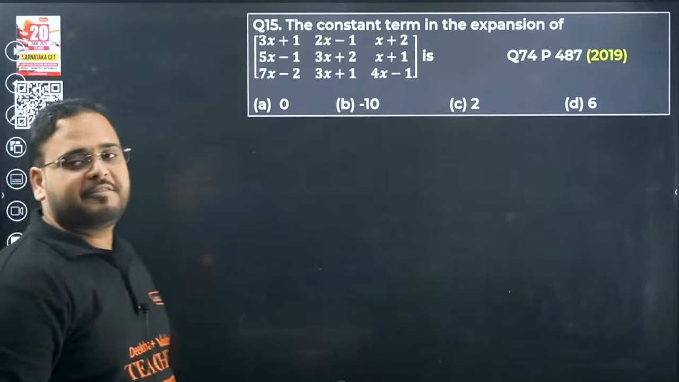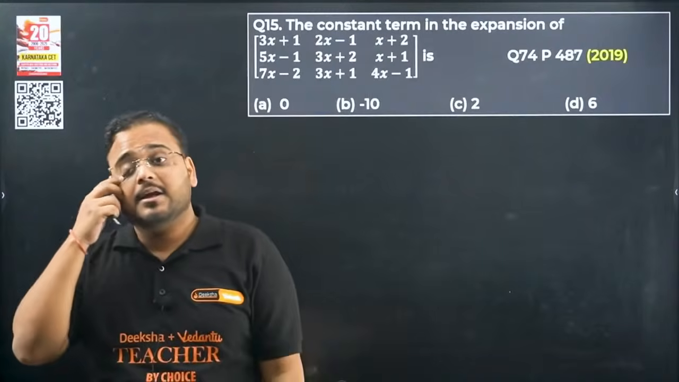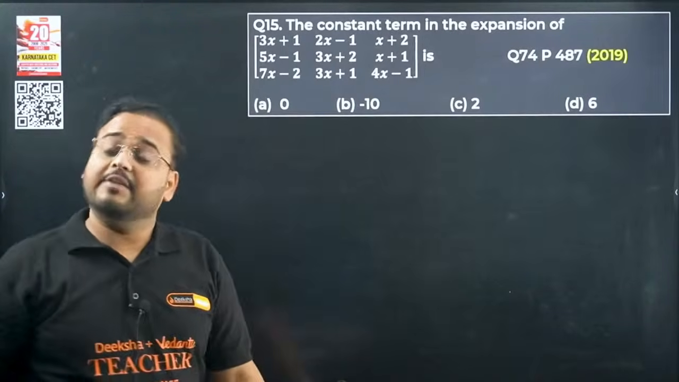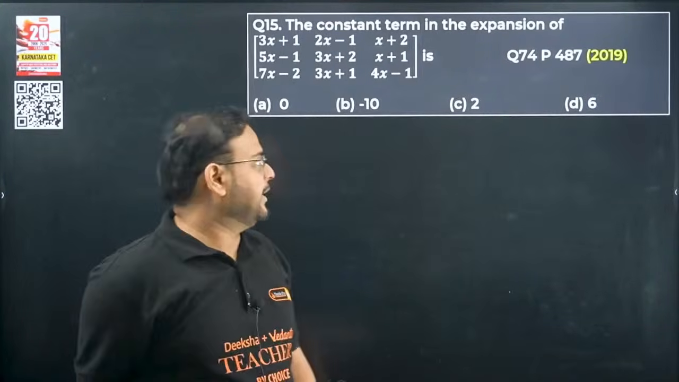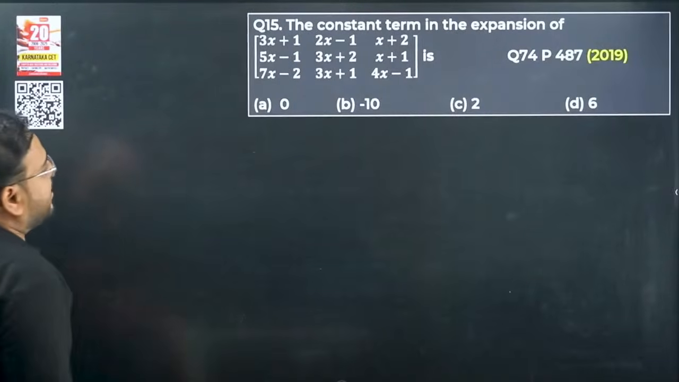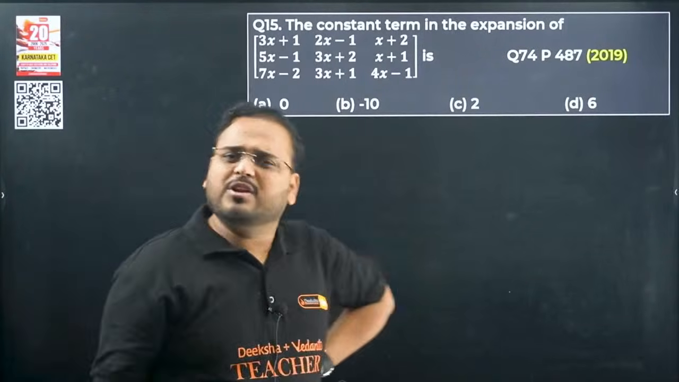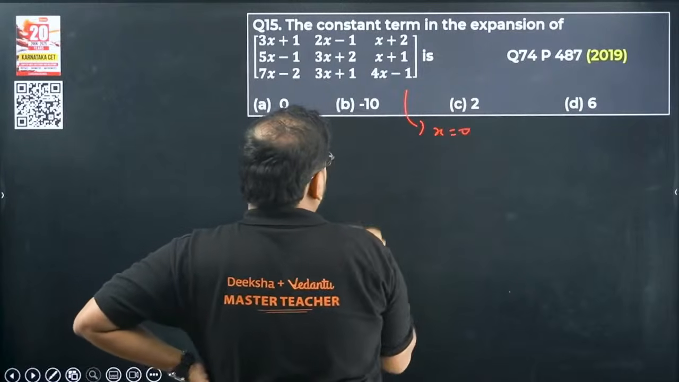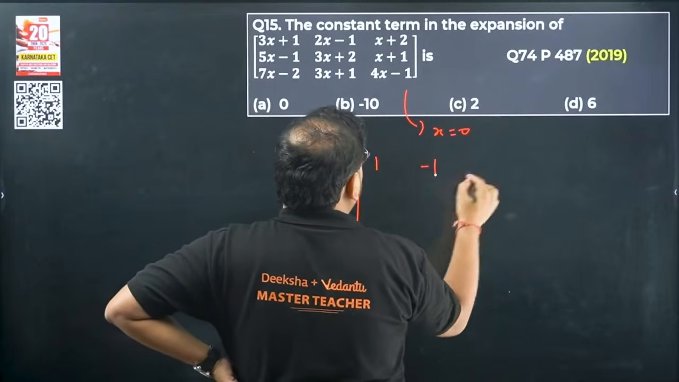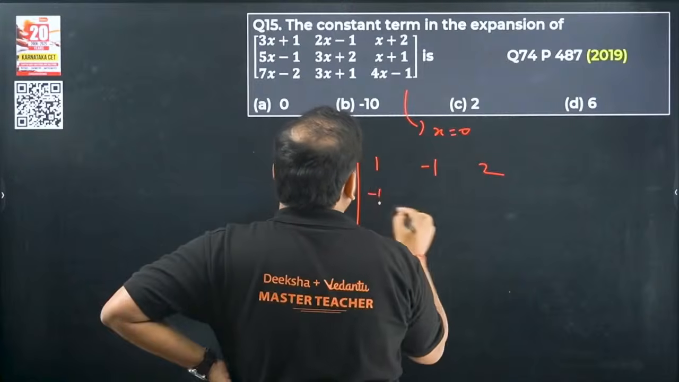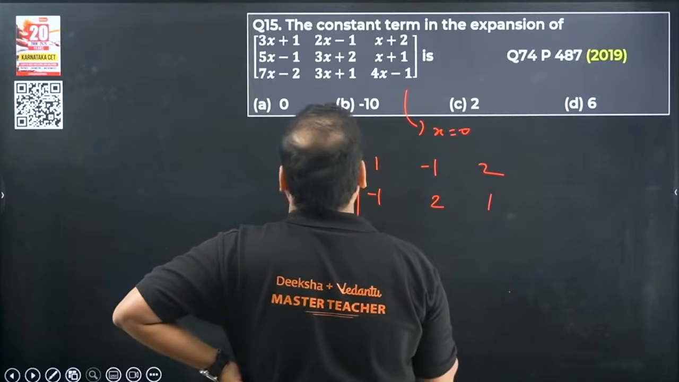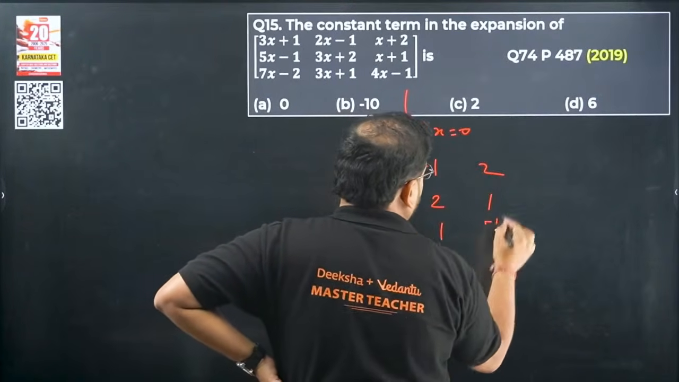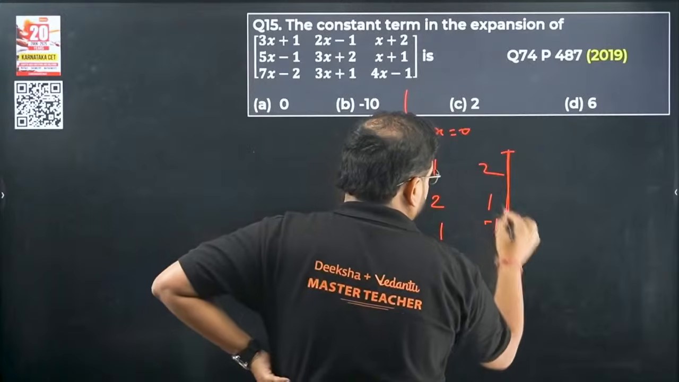Question number 15 now, 2019, from page 487, question number 74. Determinant PYQ. The constant term in the expansion, constant term we are looking for. So remove the variable; simply take x as 0. Removing the variable, we get the determinant with rows 1, minus 1, 2; minus 1, 2, 1; minus 2, 1, minus 1. Determinant of this matrix.